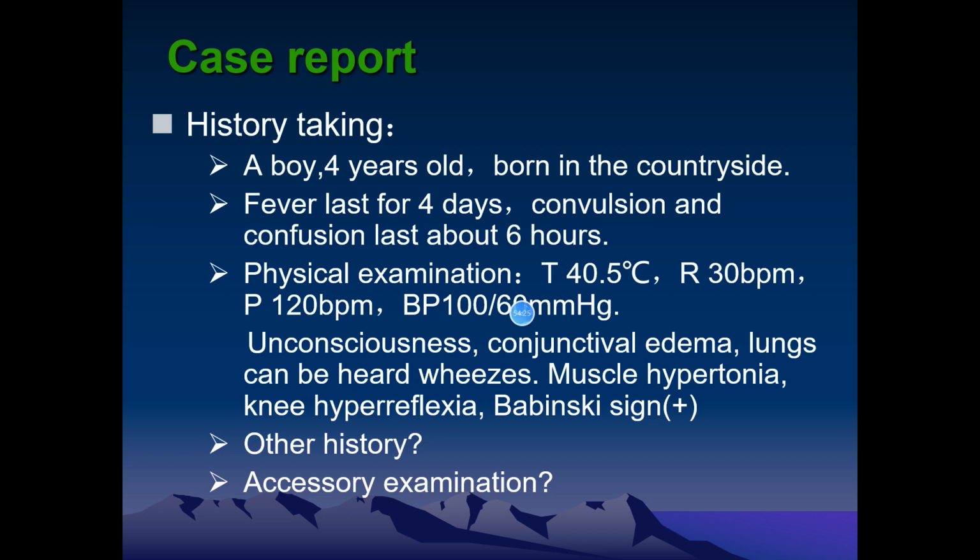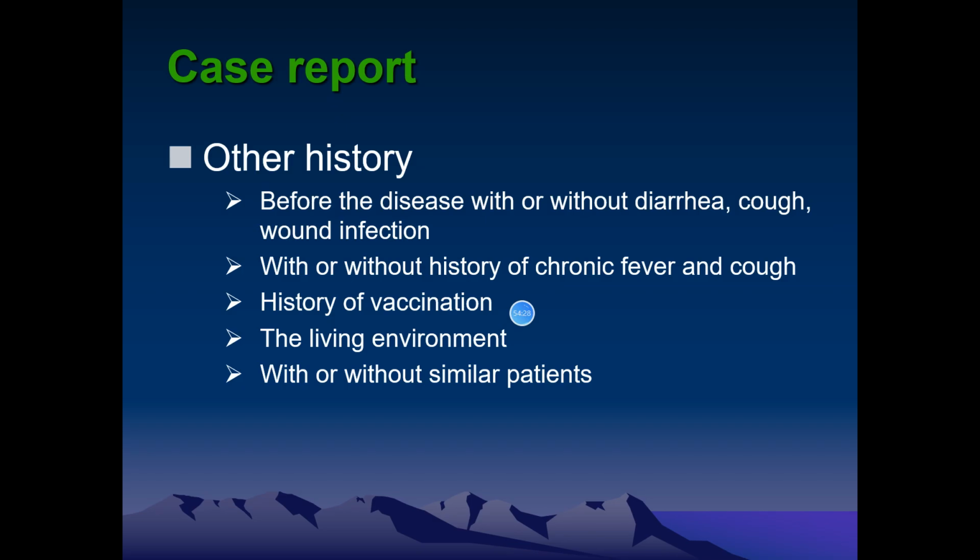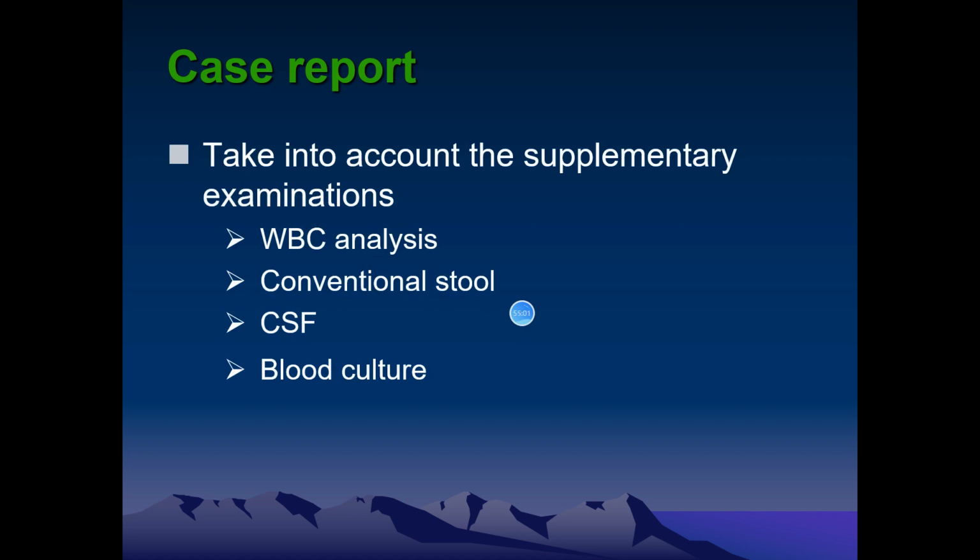If you think about this child, what should we do next? We ask his mother whether before this disease he had dehydration, diarrhea, cough, or other infection, with or without history of chronic fever and cough, history of vaccination, and whether the living environment had several patients. And we should take into account the supplementary examination, for example, the white blood cell analysis, blood cell count, CSF, blood culture.